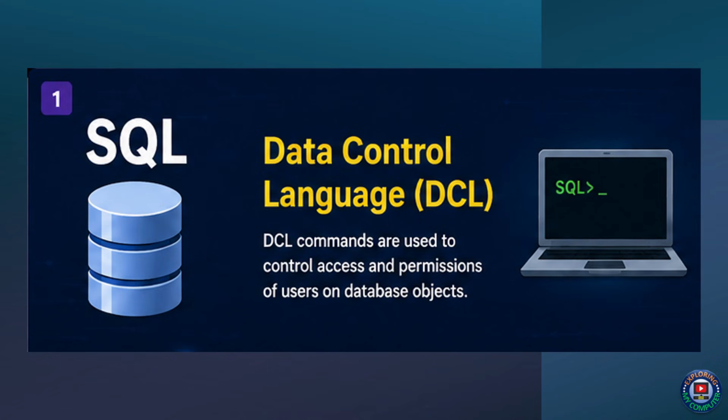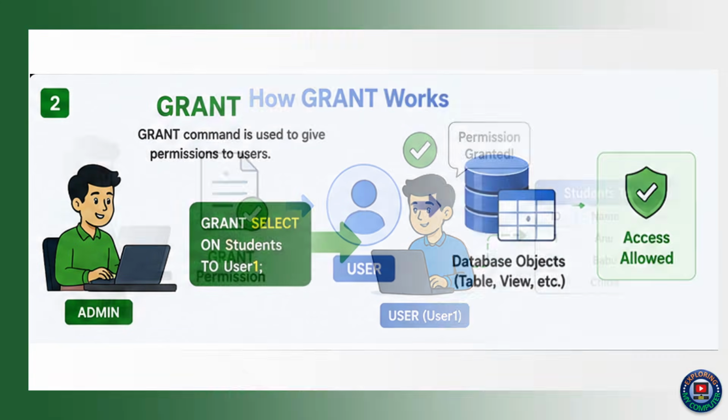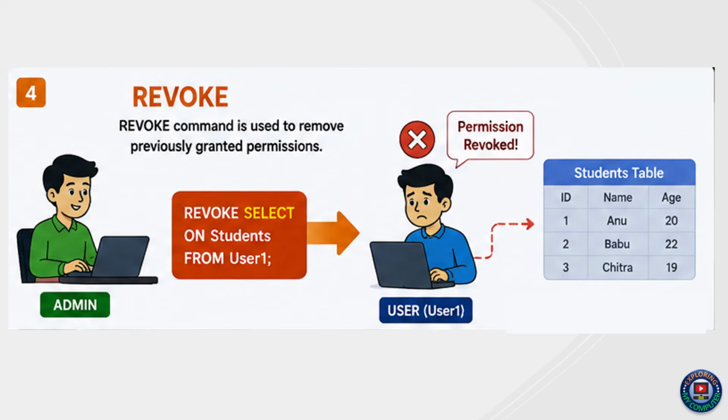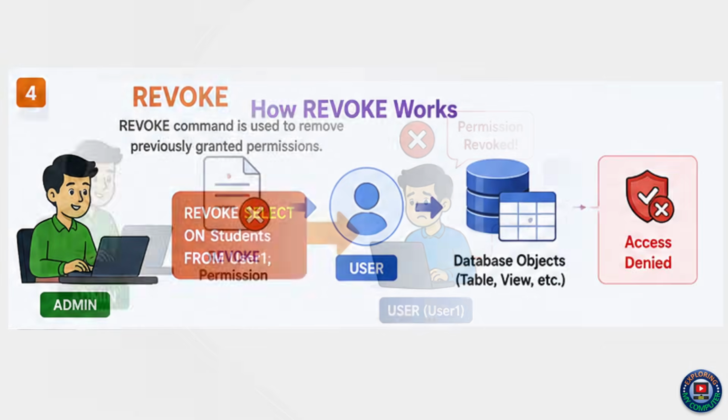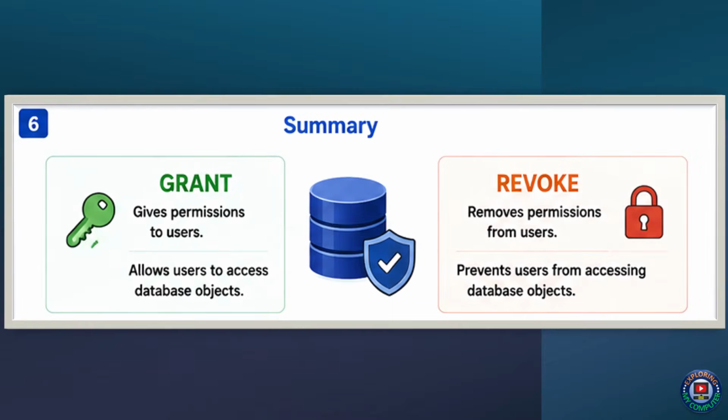DCL commands are used to control access and permissions of users on database objects. Grant command is used to give permissions to users. This screen shows how grant command works. Revoke command is used to remove previously granted permissions. This screen shows how revoke command works. This shows a summary of grant and revoke commands.